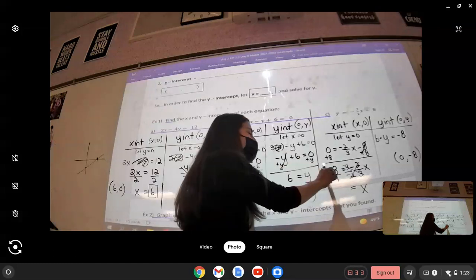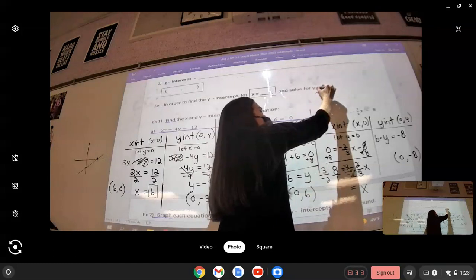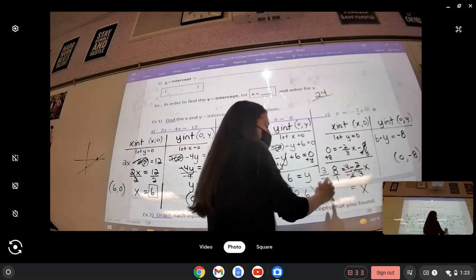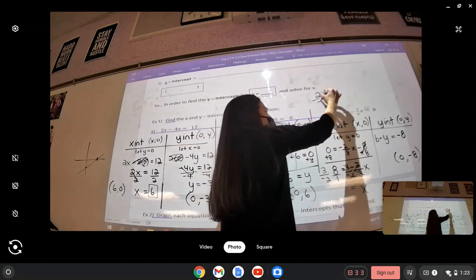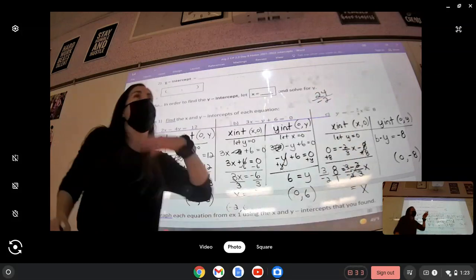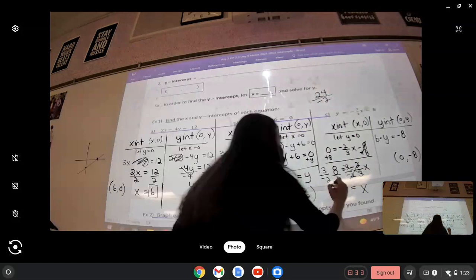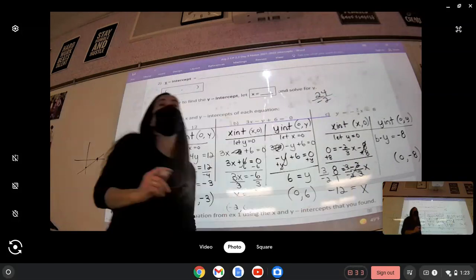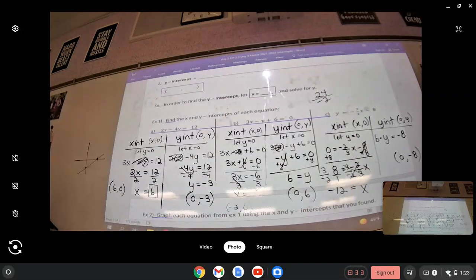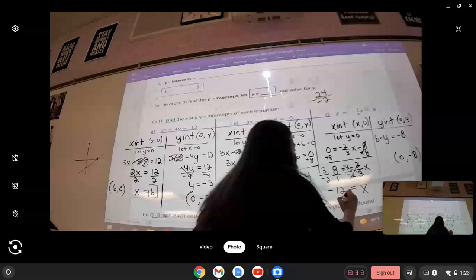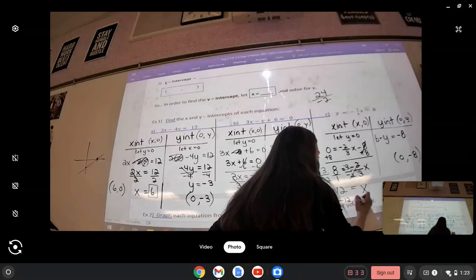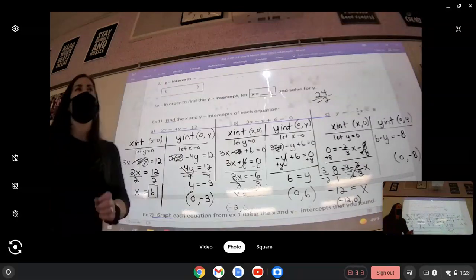Put 8 over 1, and now what's 3 times 8 on top? 24 over, what's negative 2 times 1 on the bottom? What's 24 divided by negative 2? Negative 12. All right, and now you know your x-intercept is negative 12. So that means x is negative 12 when y is 0. It would look like that as an ordered pair.